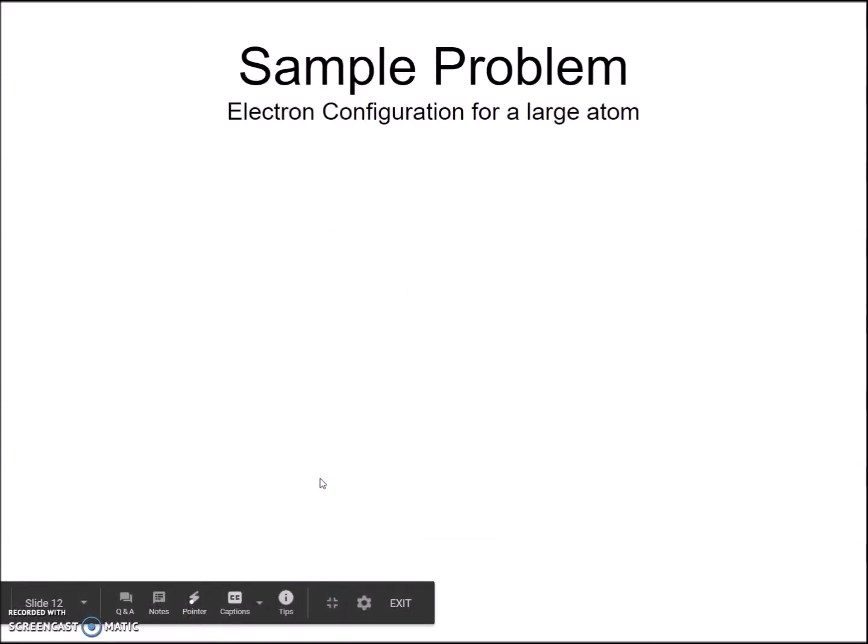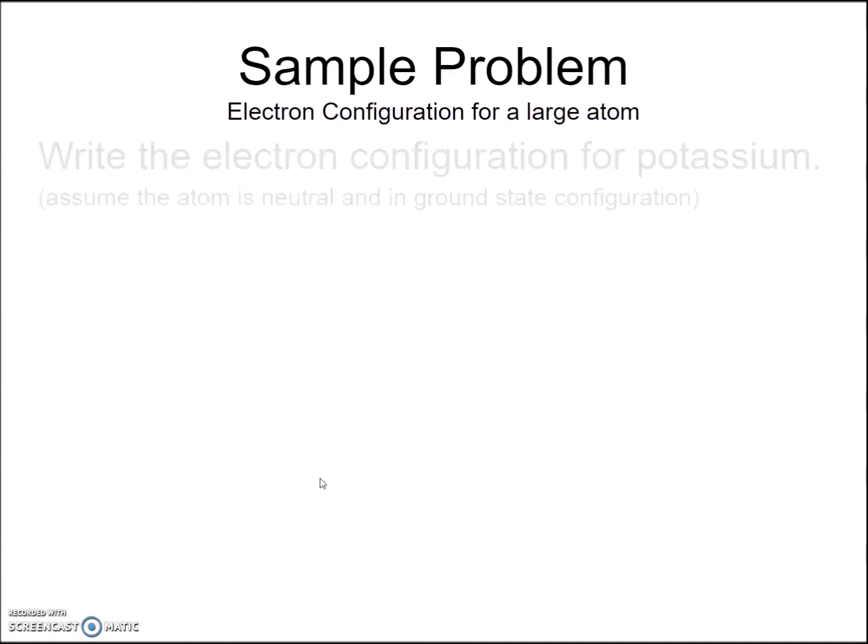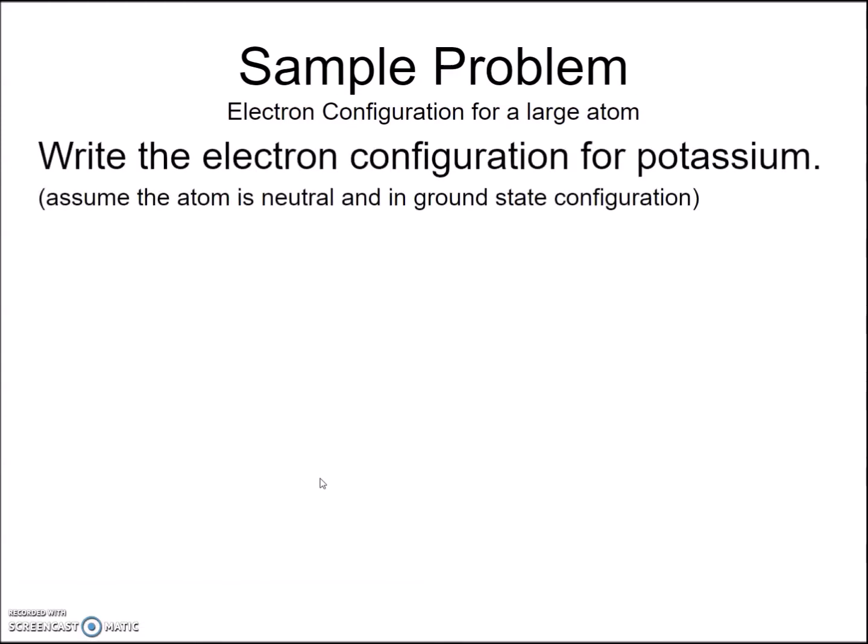Okay, let's try a sample problem. Let's say we're asked to write the electron configuration for potassium. We're going to assume that the atom is neutral and is in ground state configuration. That means no excited electrons. They're all as close to the nucleus as they can be.